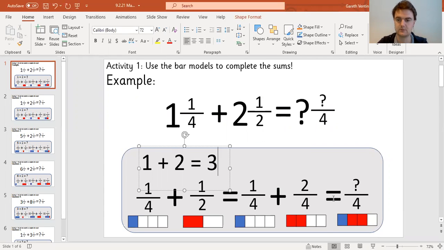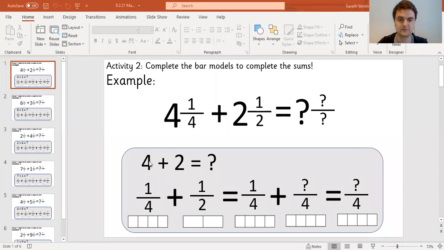And then you've got already done for you what the equivalent fractions are that you need. And then you've got 1/4 plus 1/2. 1/2 is the same as 2/4. 1/4 plus 2/4 is the same as 1, 2, 3/4, which means that in my answer, I'm going to have 3 wholes and 3/4.